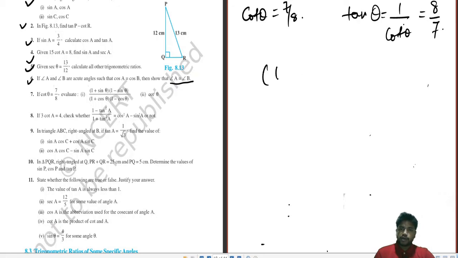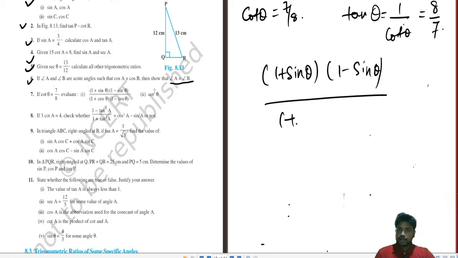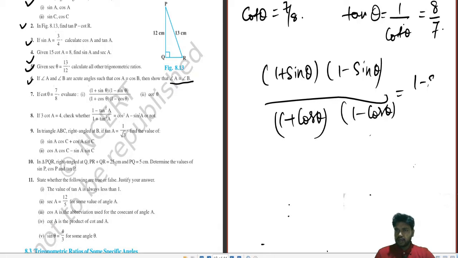Now you are given that (1 plus sine theta)(1 minus sine theta) by (1 plus cos theta)(1 minus cos theta). So if you remember your basics, (a plus b)(a minus b) equals a square minus b square.